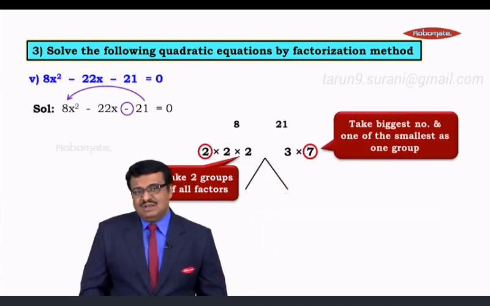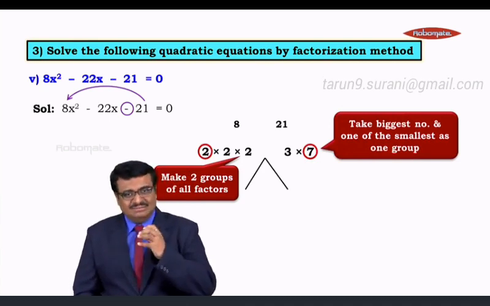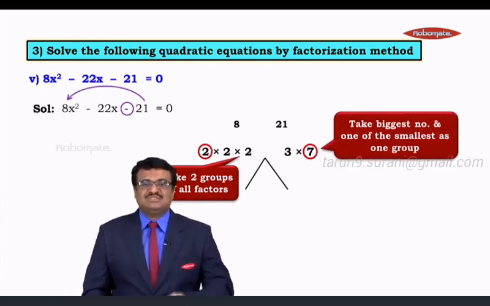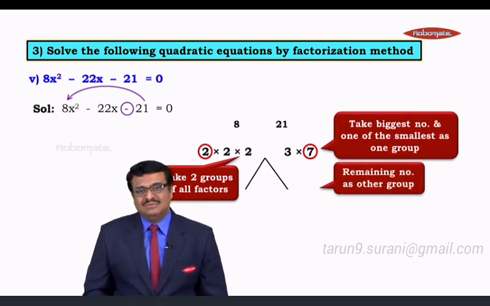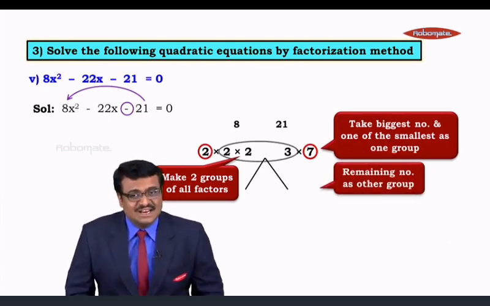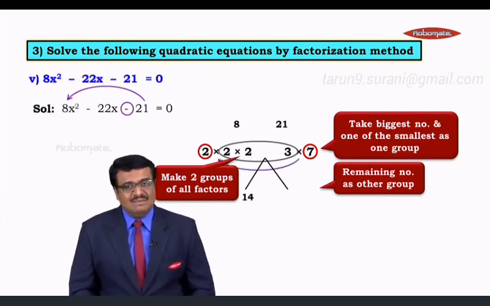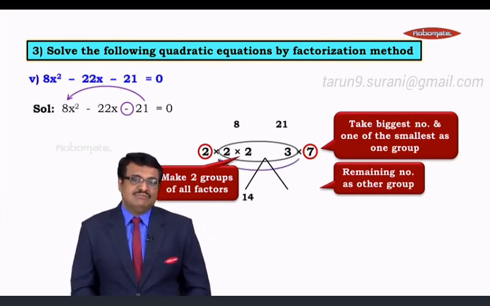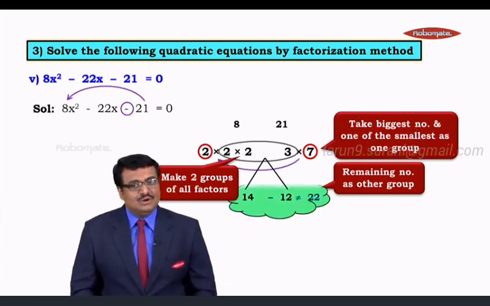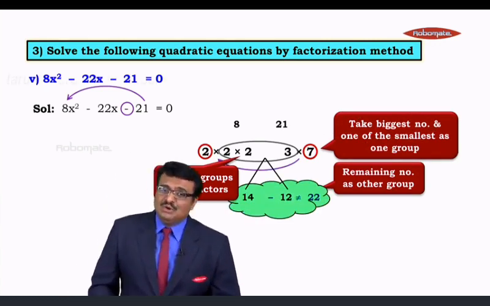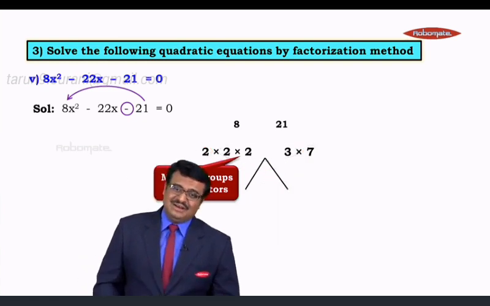We take the biggest number and one of the smallest numbers as one group. So 7 and 2 as one group and the remaining numbers as the second group, right? So 7 2s are 14, and the remaining numbers when you multiply, 2 2s are 4, 4 3s are 12. 14 12s are 168, but 14 and 12 when you subtract, you are not going to get 22.